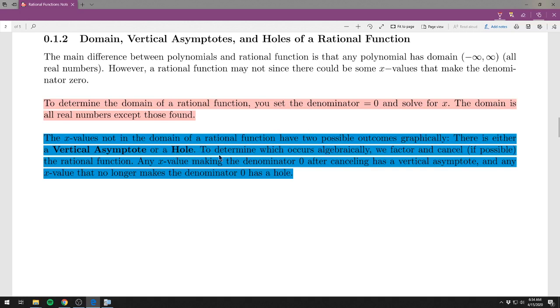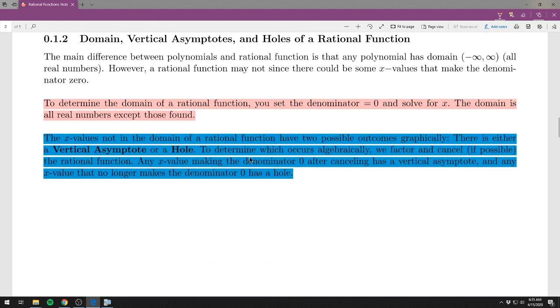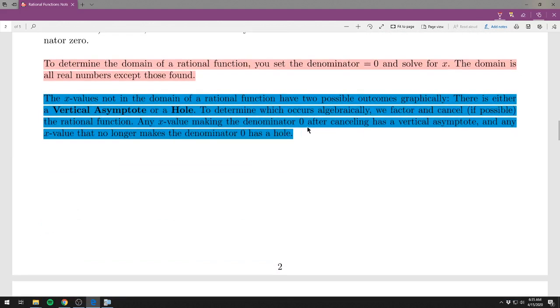And I have here described how you tell the difference. We'll do it in the problem so you can see it as well. To determine which occurs algebraically, what we do is we factor and cancel, if possible, on the top and bottom. So imagine if we factored this thing up here and could cancel stuff out or not. Any x value making the denominator 0 after canceling has a vertical asymptote, and any x value that no longer makes the denominator 0 has a hole. So if it gets canceled out, it's a hole. If it doesn't get canceled out, it's a vertical asymptote.